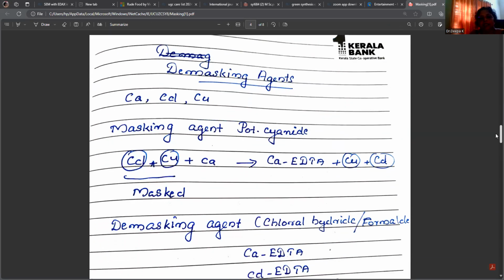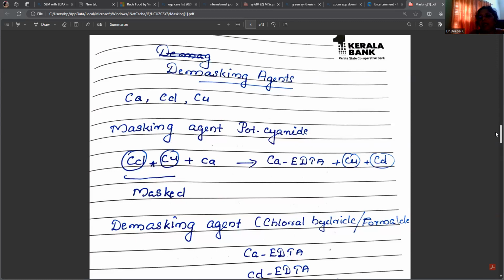Then demasking agents. Let us discuss this topic by taking an example of a mixture containing calcium, cadmium, and copper. The masking agent potassium cyanide is used to mask cadmium and copper. At the same time, only calcium will be free, which does not complex with cyanide, and we get the calcium EDTA complex when titrated with EDTA, while copper and cadmium remain masked.